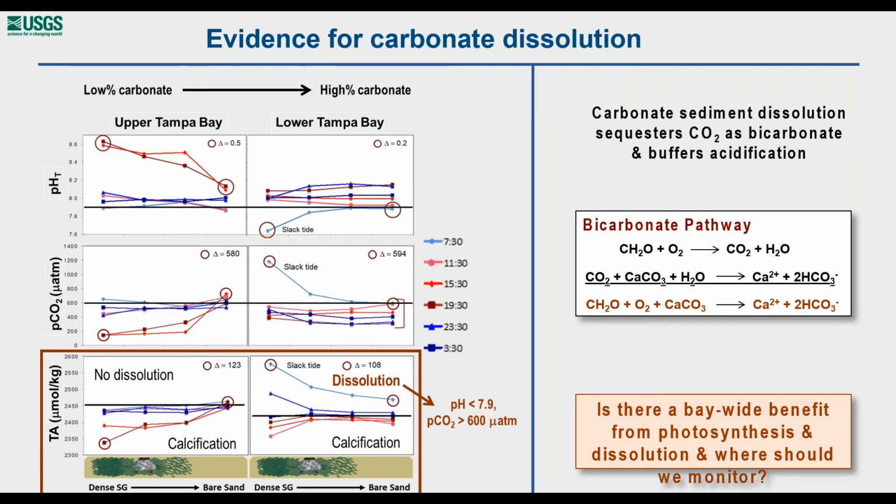And in the bottom right graph, you can see in lower Tampa Bay, where we have a higher percentage of carbonate sediments, we have a strong dissolution signature with the higher total alkalinity during the nighttime measurements, particularly in seagrass. And we typically see this when pH is less than approximately 7.9 and CO2 is greater than about 600 microatmospheres. So our question became, is there a bay-wide benefit from photosynthesis and dissolution, and where should we monitor?